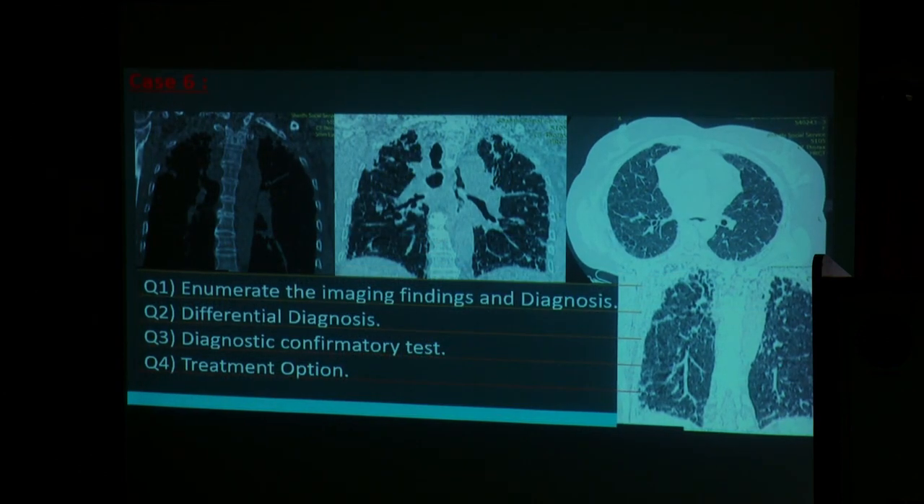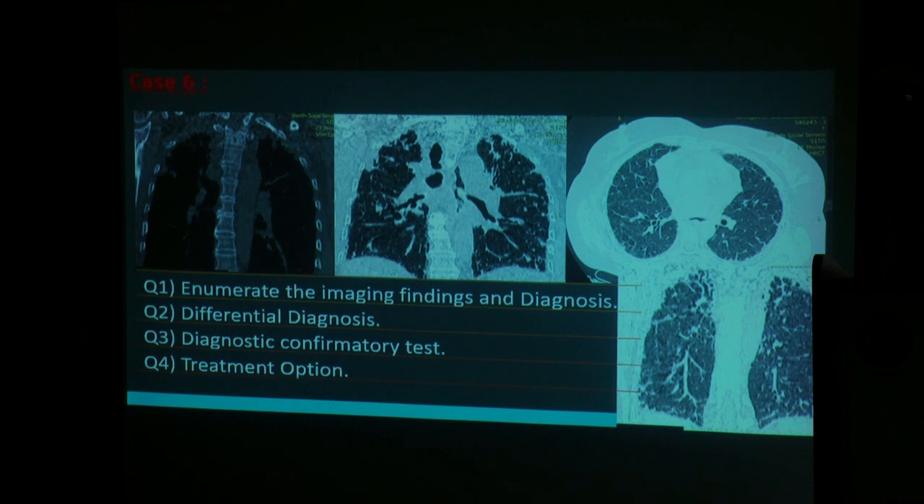This is the last and final case. This is the clue here. Forgive me for the artifacts. This is one of the rarest ILD. Yes, pleuroparenchymal fibroelastosis, which is characterized by apical pleural thickening, predominant upper lobe architectural distortion with proximal traction bronchiectasis and peripheral bronchiolectasis and scattered areas of reticulations. There is diffuse interlobular septal thickening as shown.